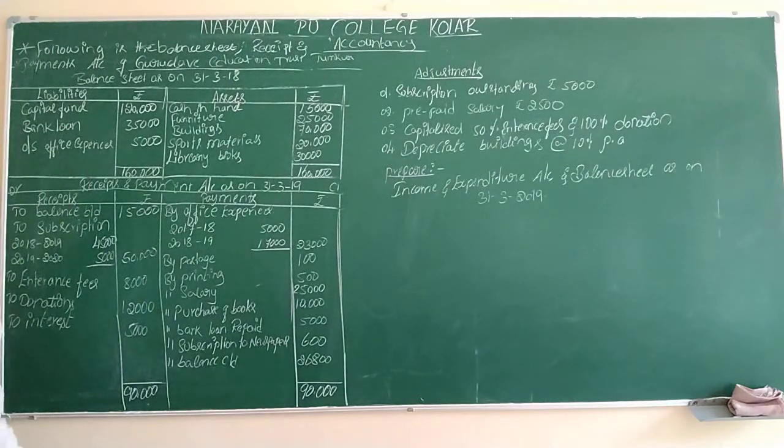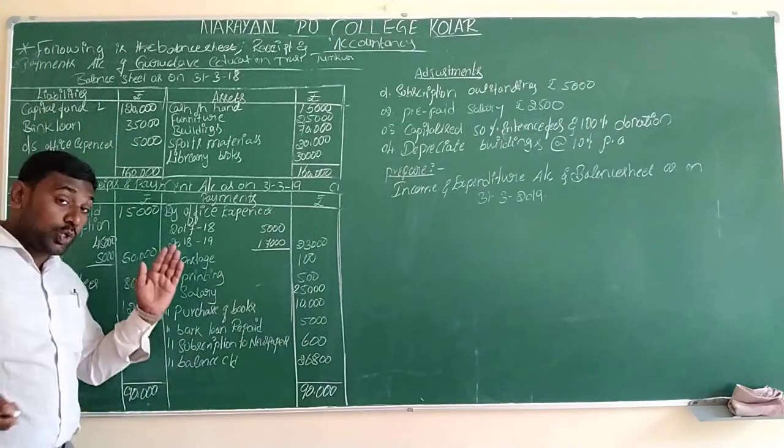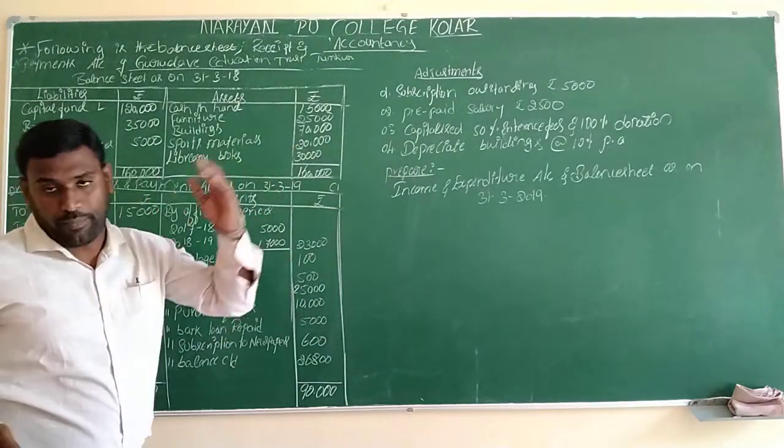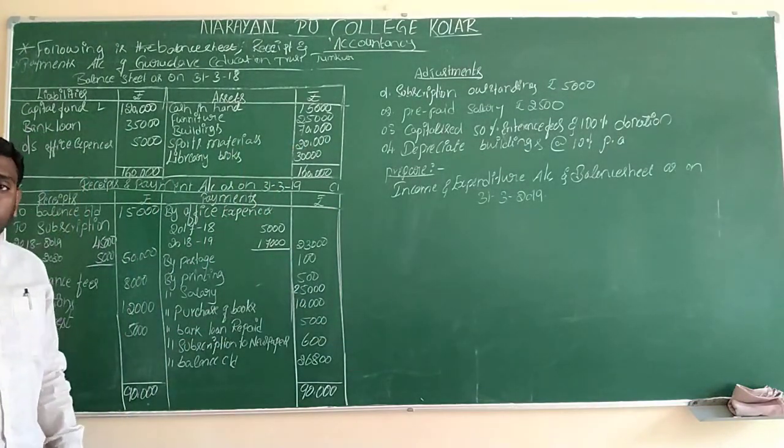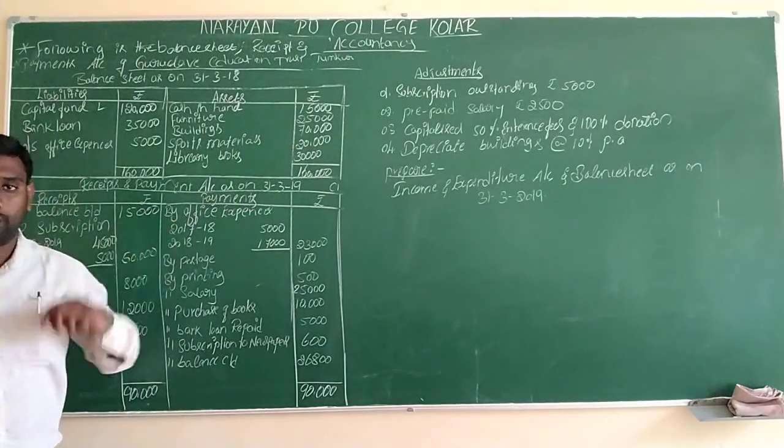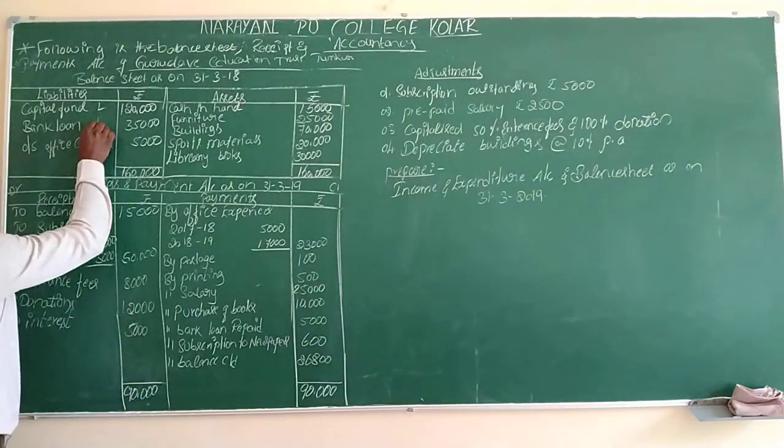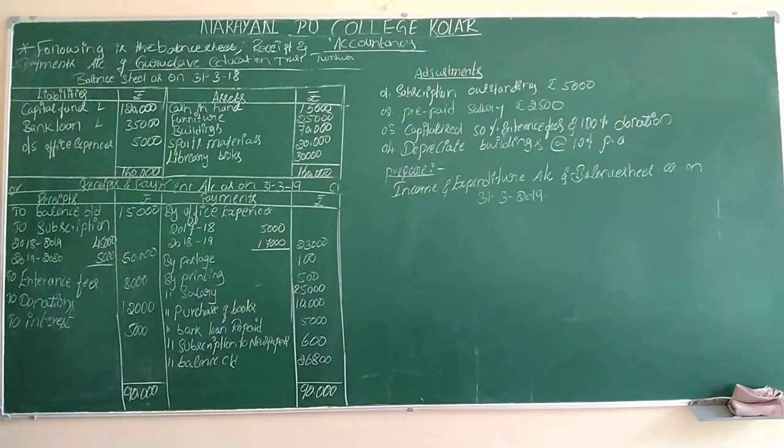In that, capital, which is a liability, will come to the new balance sheet. Bank loan: here the education institution has taken a loan from the bank. Until the repayment, we are credited to the bank, so we are liable to pay the loan. So we consider it as a liability.